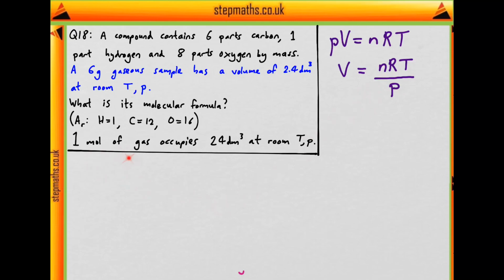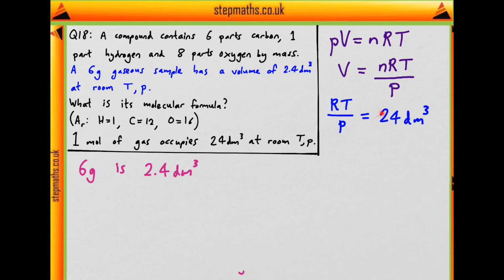Well, we're told that 1 mole of gas occupies 24 decimeters cubed at room temperature and pressure. And so if you put that into this, where n equals 1, we can say that RT over P is equal to 24 decimeters cubed. That's with room temperature and pressure, which we're using throughout the question. We're also told that a 6 gram sample has a volume of 2.4 decimeters cubed. And so how can we use this?